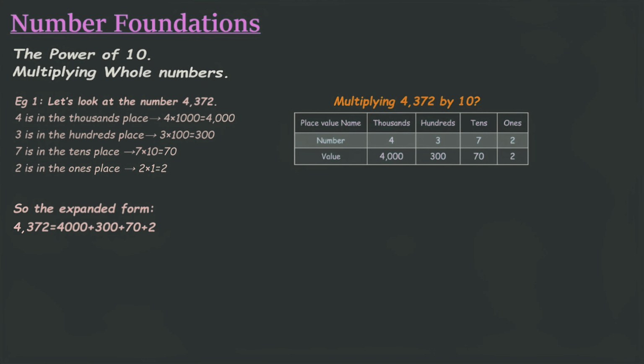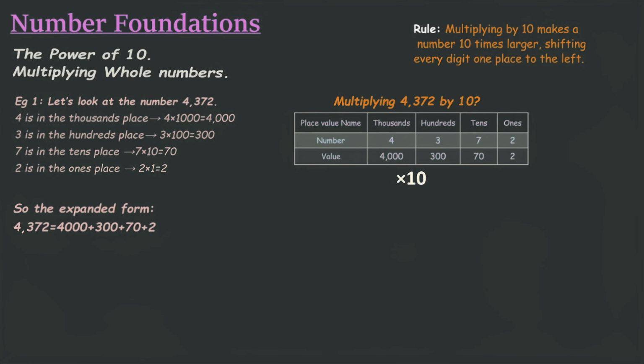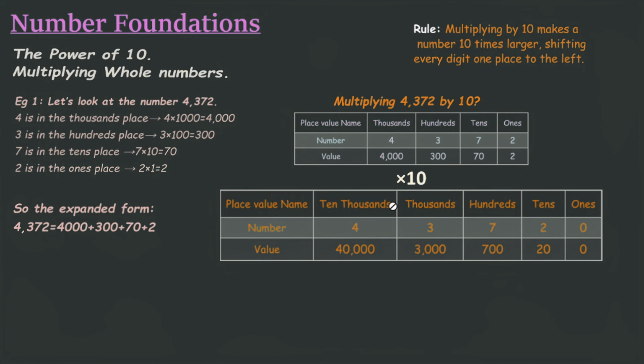But what happens when we multiply this entire number by 10? Remember what we just said. Multiplying by 10 makes a number 10 times larger, shifting every single digit one place to the left. Watch the transformation. As we multiply by 10, the 4 jumps from the thousands to the 10,000s. The 3 moves to the thousands, the 7 to the hundreds, and the 2 to the tens. Because we've moved everything left, we have an empty ones column, which we will fill with a 0. Our new value is 43,720. One simple shift, 10 times the power. We've mastered making numbers larger.